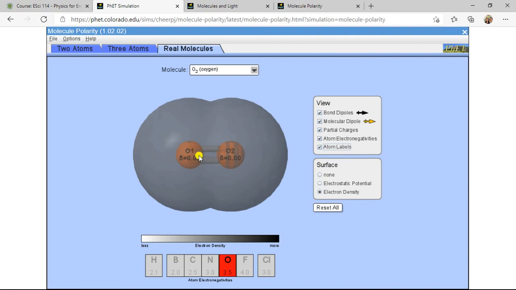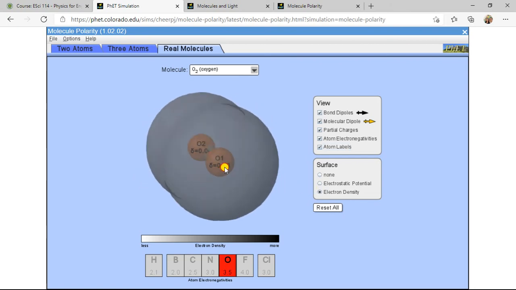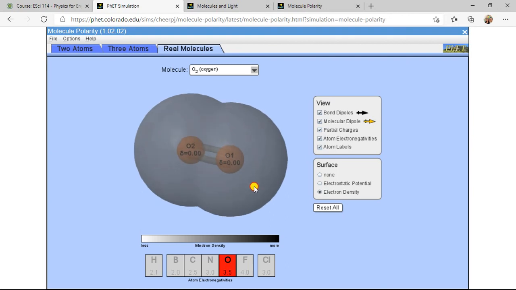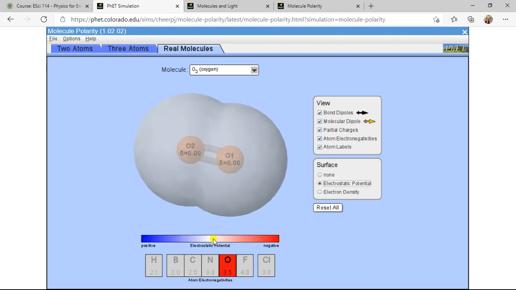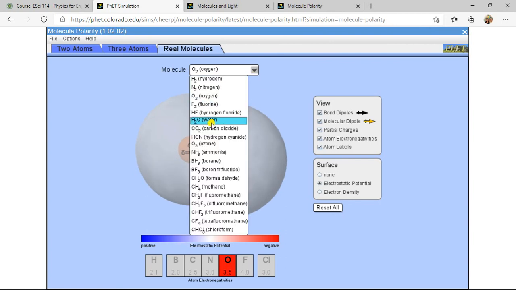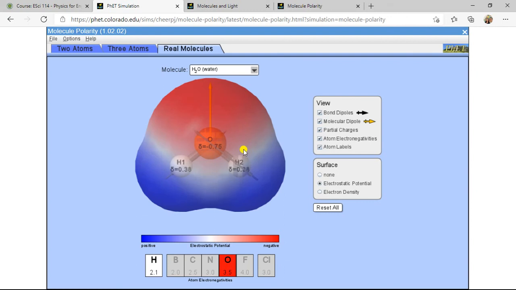So O1 is the first oxygen atom, then the second oxygen. You can also see the electron density, and you can rotate it so you can see. Then the electrostatic potential is also shown here. As you can see, it is light blue, so somewhere here is its electrostatic potential. Then you can select water. It takes a moment to load. You can see positive, and most likely the oxygen is negative. You can tag these on.